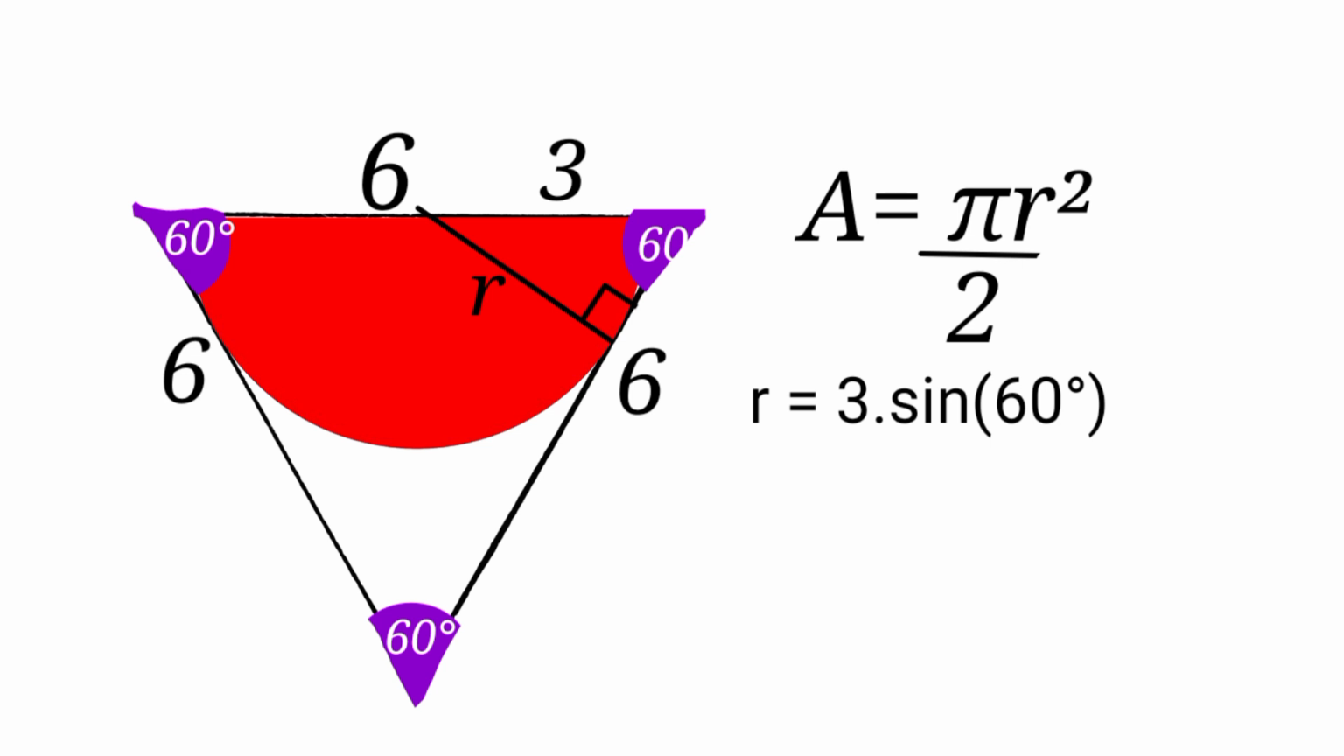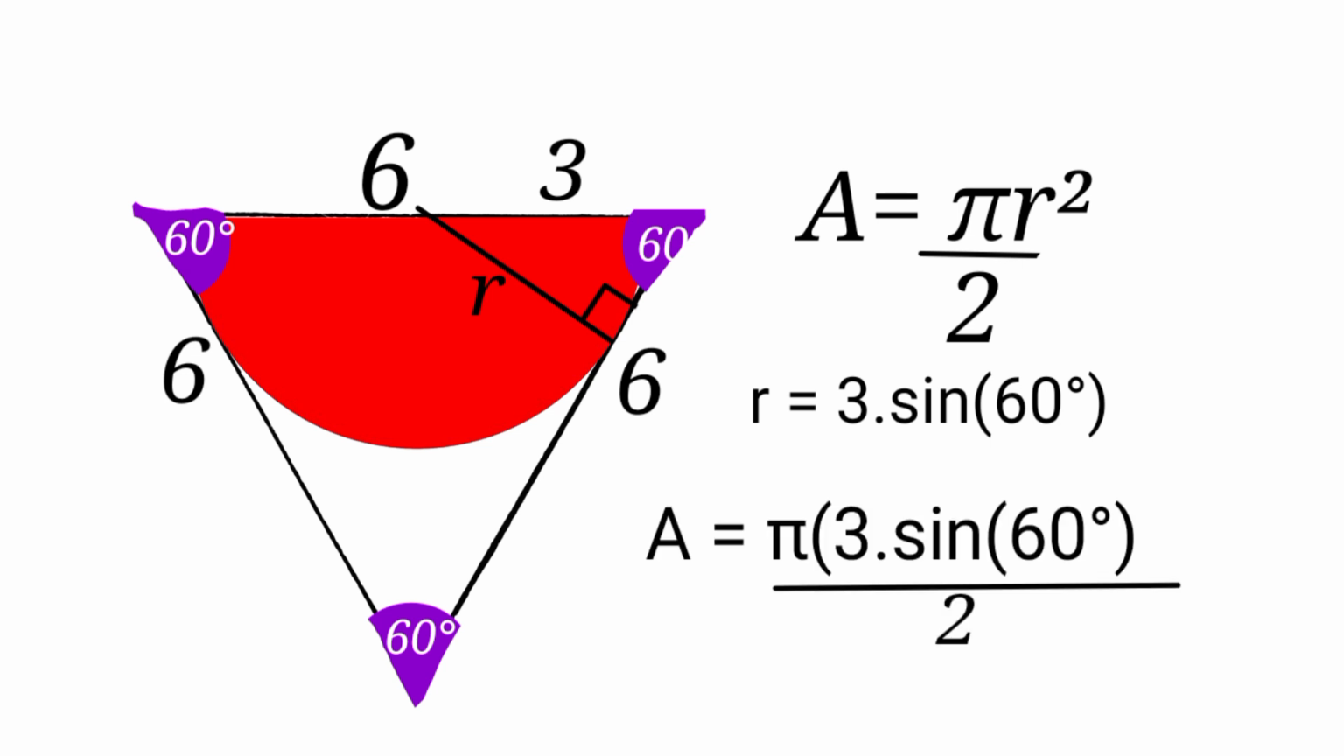That's A equals pi r squared over 2. Now I'm going to substitute the r into this formula. So I've done that. So now when you calculate with your calculator, you're going to get 10.6 meters.